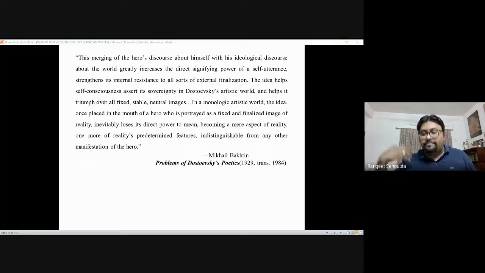This foregrounding of the hero's subjectivity entails that in Dostoevsky, the hero's discourse about himself is merged with his ideological discourse about the world. Now, in a character of the monological type, an idea becomes a mere aspect of reality. In contrast, for Dostoevsky, the idea doesn't reside within a person's head. It is a live, real event played out in the realm of intersubjectivity. It is important to note that in Bakhtin's later writings, he would highlight that this dialogism is an important characteristic of the novel as a genre, with Dostoevsky's works being a remarkable example of this wider, more pervasive phenomenon. His view on Dostoevsky helps us to comprehend how Dostoevsky's realism resists all sorts of external finalization into stable, neutral images.